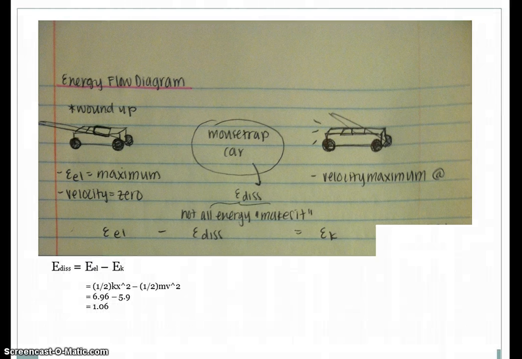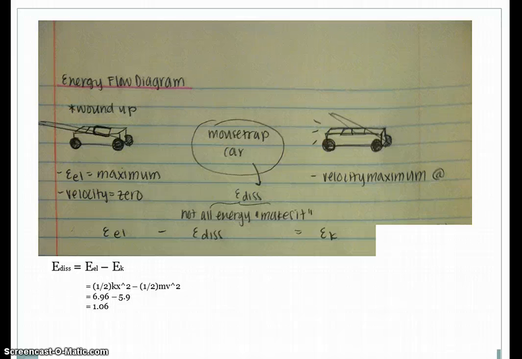Okay, now taking into consideration that E dissipated is equal to E elastic minus E kinetic, we can find it by plugging in all the numbers we already have. Because we know the equations for E elastic and E kinetic, and we've found the results earlier on, we end up finding that the total energy dissipated is 1.06 joules.